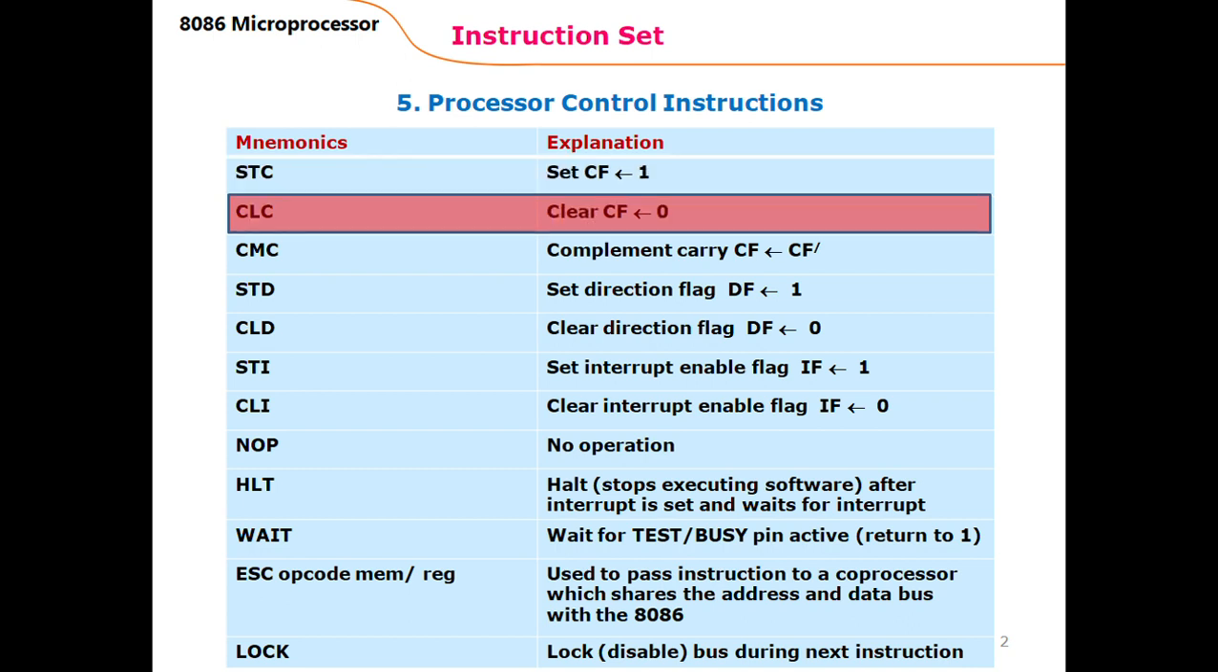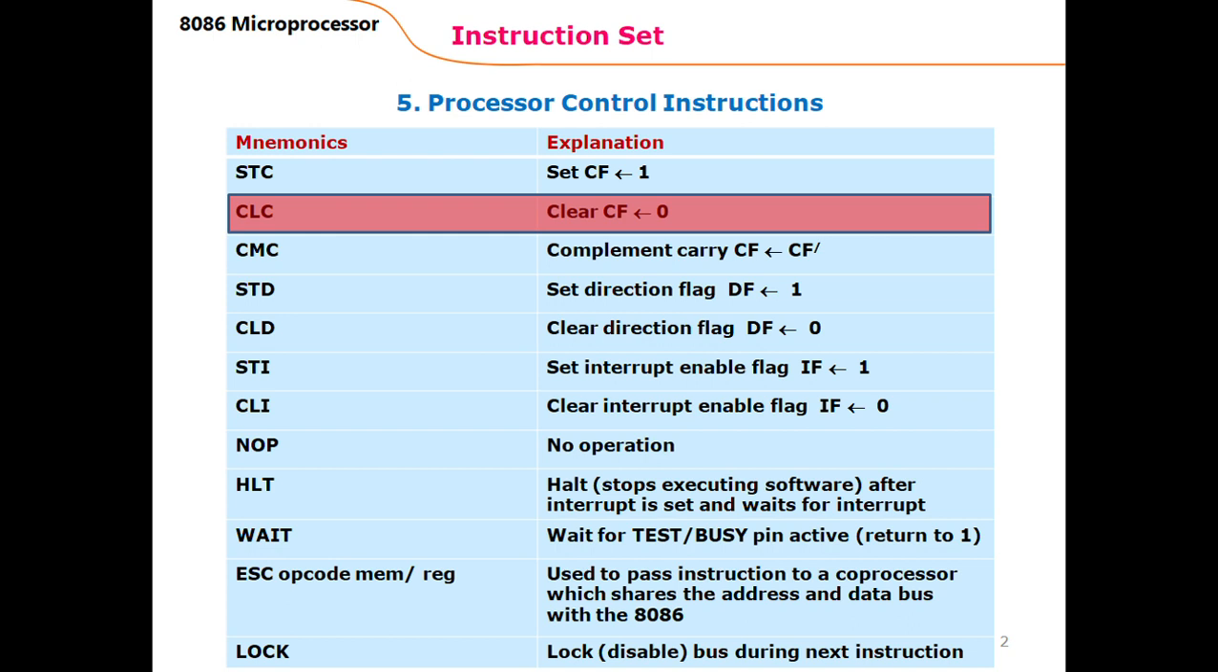The carry flag may also need to be cleared, and for that there is an instruction CLC, that means clear the carry flag. So this instruction can be used by the programmer to clear or set to 0 the value of the carry flag in the flags register of the microprocessor.